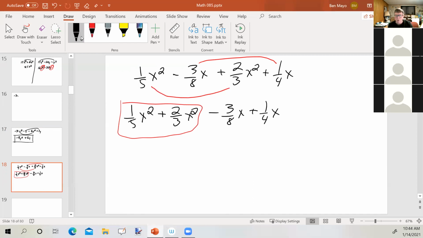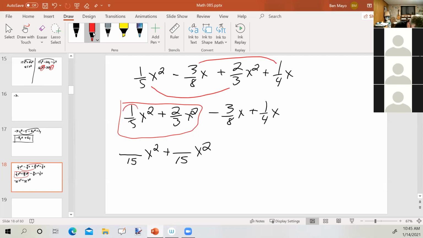So if I've got 1/5 of something plus 2/3 of the same thing, to add those two fraction coefficients, I need a common denominator. So what is the least common denominator of 5 and 3? That would be 15. 15, right. So I need to make this into something 15th x squared plus something 15th x squared.